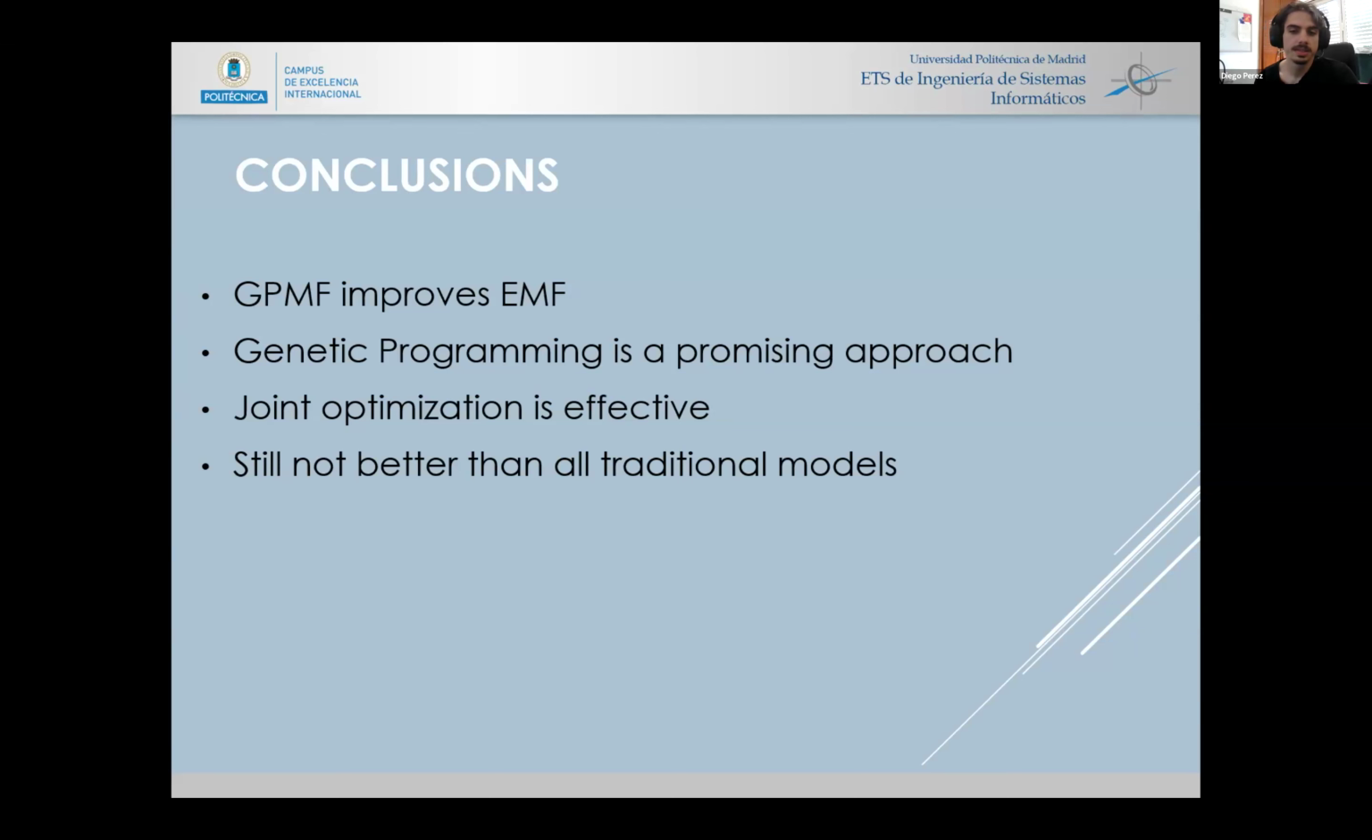However, our model still does not outperform all traditional methods, which means that further improvements are needed. Overall, this work provides a step forward in the application of evolutionary techniques to recommendation systems.